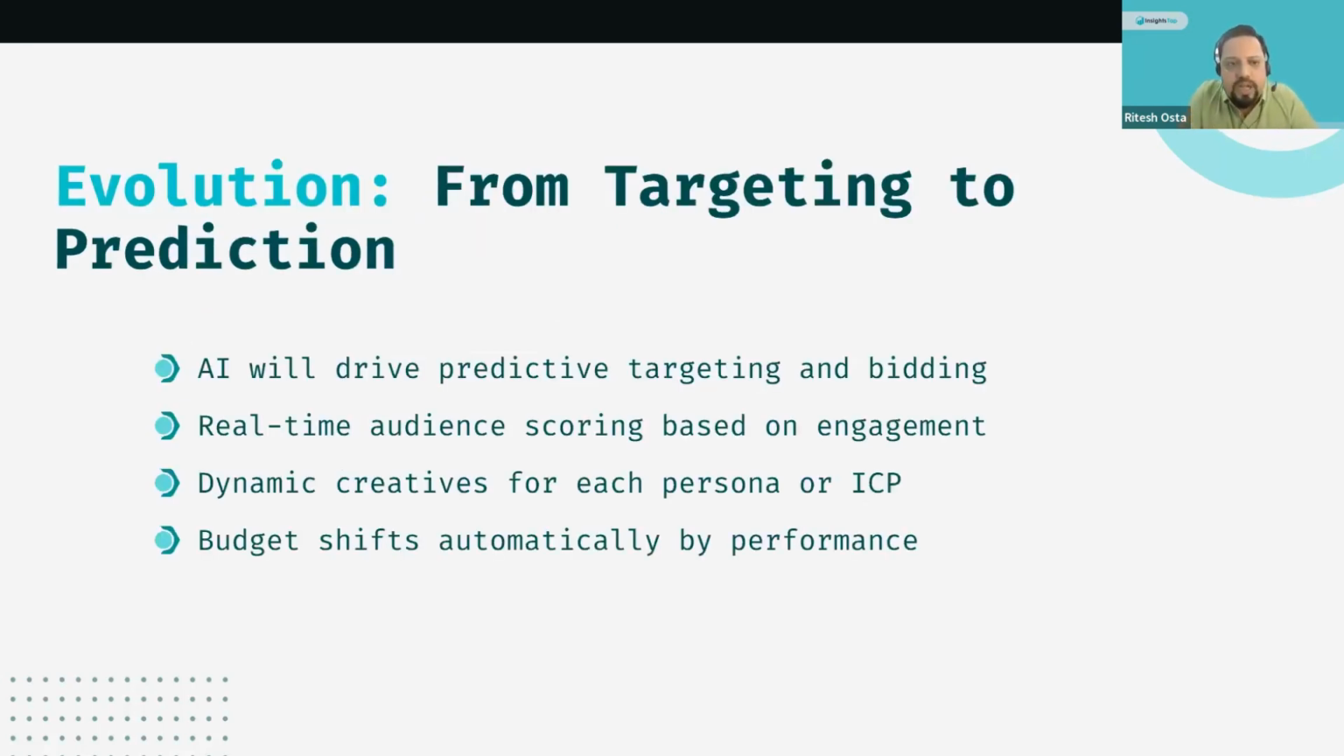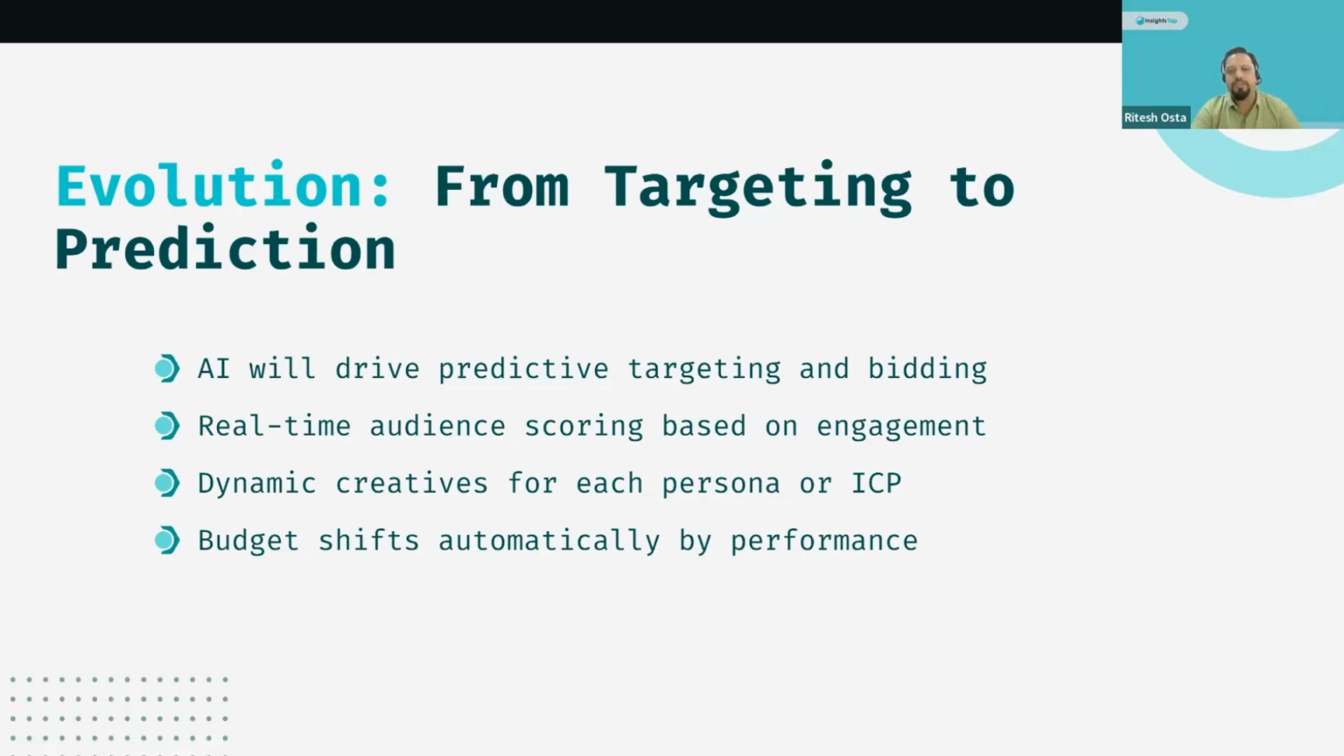So this is the evolution from targeting to prediction. AI will drive the predictive targeting and bidding. This is the evolution going on with AI coming into the picture. AI will do real-time audience scoring based on engagement. You don't have to score like a traditional workflow: they visited my pricing page, so I'll give 5 points, and they visited my contractors page, so I'll give them 10 points. Currently AI is doing it, and more AI will do that going forward. Real-time audience scoring based on engagement and other data, AI will do that.